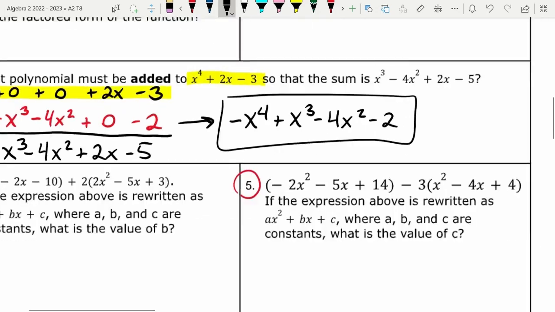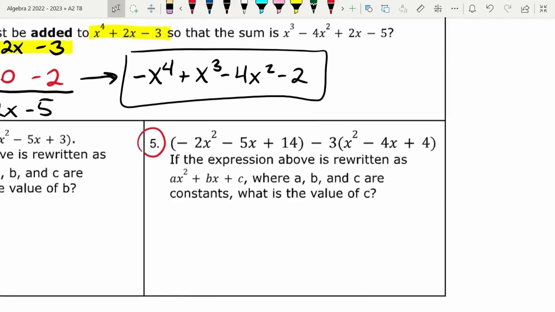All right. On the next one, number 5, it says, if the expression above is rewritten as ax squared plus bx plus c, where a, b, and c are constants, meaning that they're just numbers, what is the value of c? To do this, we just need to simplify everything, and to do that, we need to just distribute this negative 3 to everything inside.